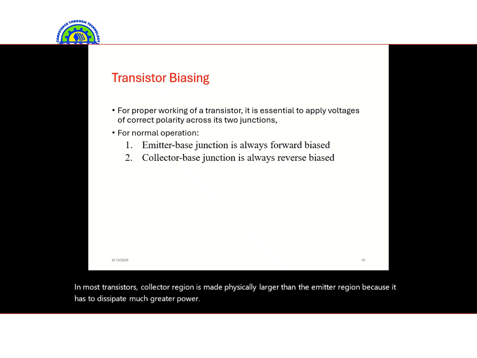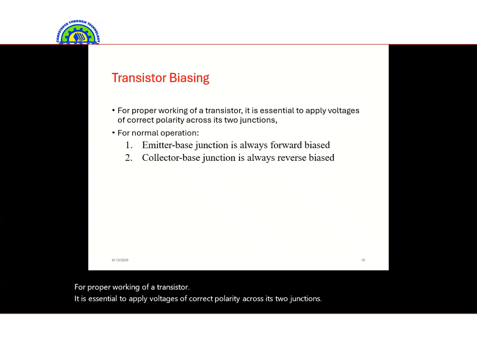Transistor biasing. For proper working of a transistor, it is essential to apply voltages of correct polarity across its two junctions. For normal operation, the emitter-base junction is always forward biased. The collector-base junction is always reverse biased.